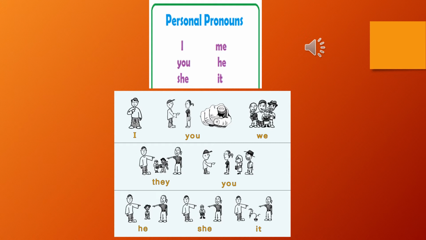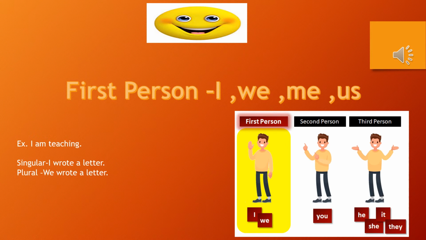When I am talking about any particular person, particular place, or particular thing, the pronouns used in this context are called personal pronouns. The personal pronouns are I, you, we, they, you, he, she, and it. Yes, children. The personal pronouns also have three important classifications: first person, second person, and third person. What are these? We will discuss now.